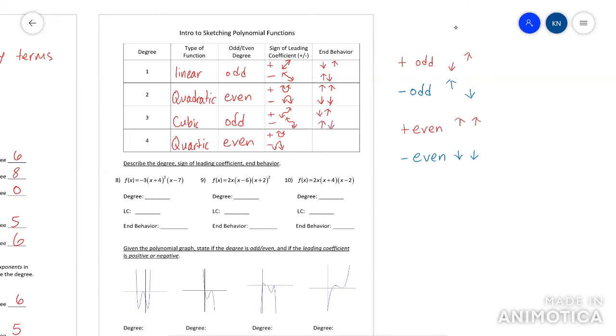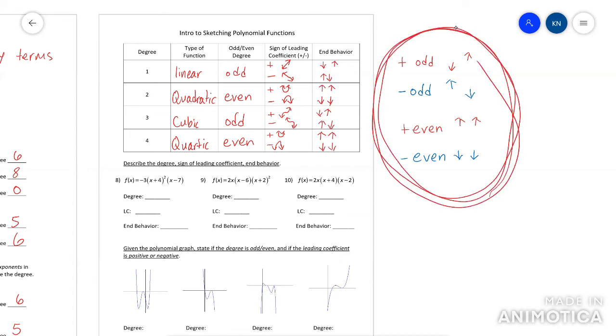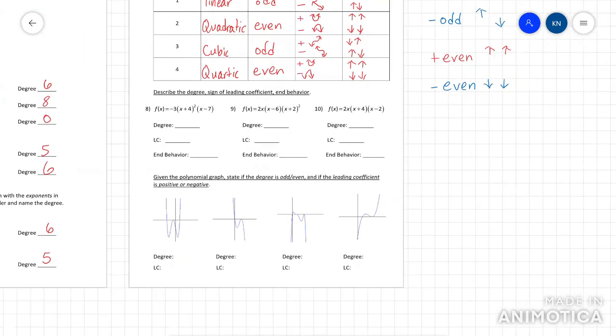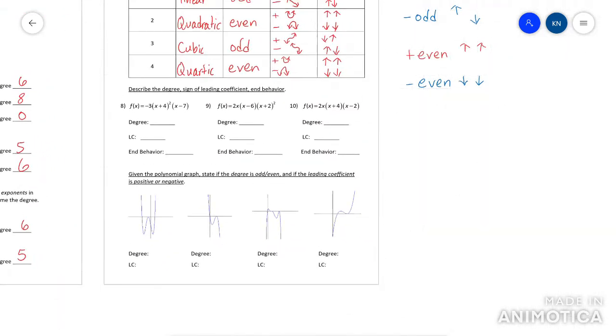And then on a quartic positive, it's an up-up. And on a quartic negative, it's a down-down. I know that kind of sounds like a lot, but really just memorize this right here. This is so important. All right, now in terms of degree, leading coefficient, and behavior, here's how you do this.